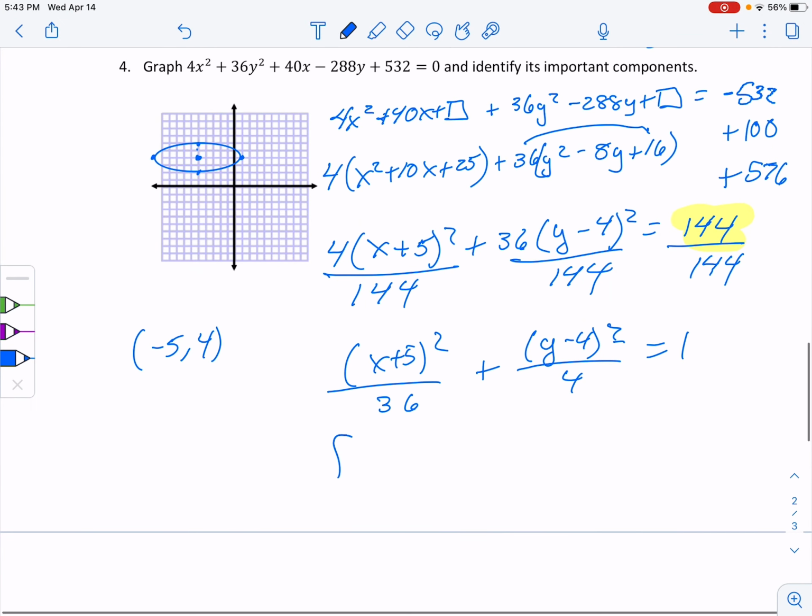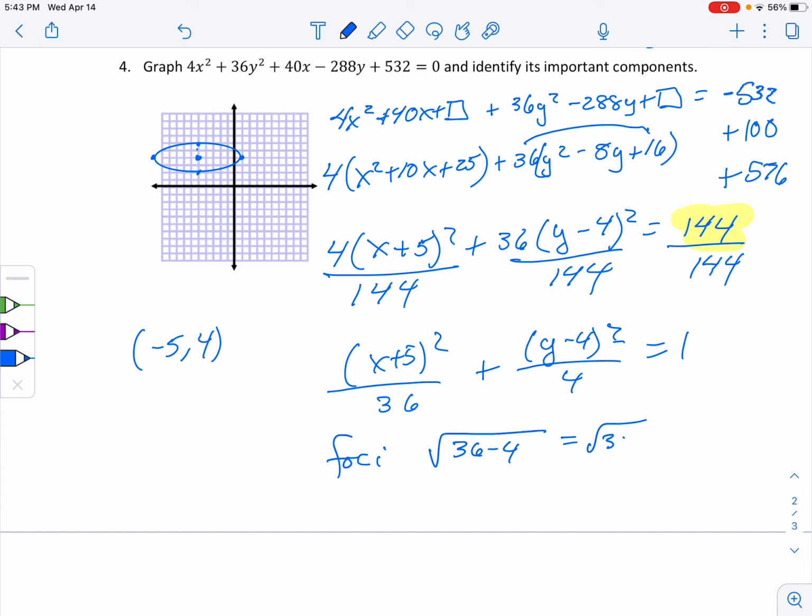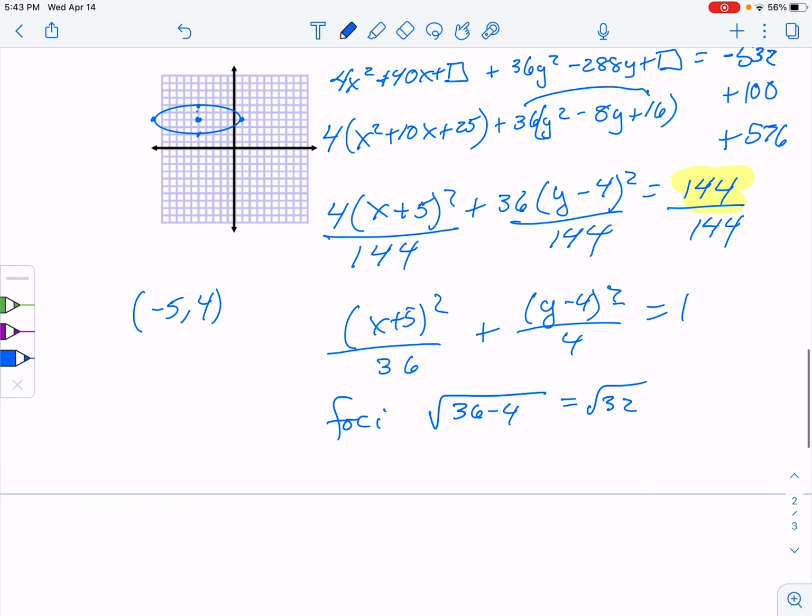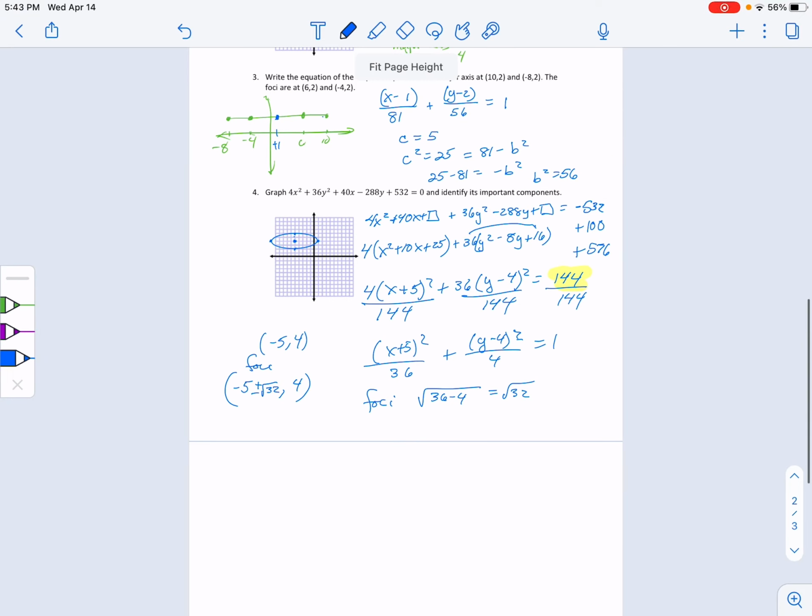In the foci, it's the square root of 36 minus 4, which is the square root of 32. It's on the long one, so it's negative 5 plus or minus the square root of 32, and 4. Those are the foci. And the endpoints I'm not going to really worry about. You can add and subtract those. And that's all there is to an ellipse.